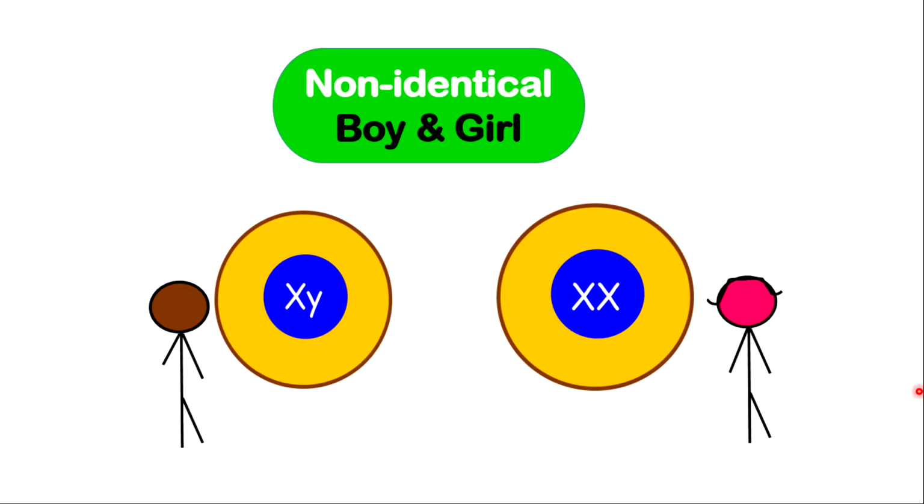Okay, now you understand the possibility of forming identical twins and non-identical twins.